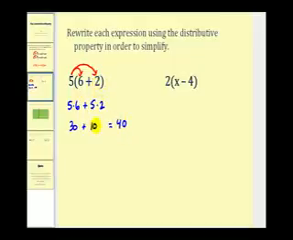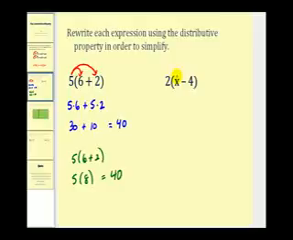But let's take a look at this again. If we had 5 times the quantity 6 plus 2, and we wanted to simplify using the order of operations, we would perform the addition inside the parentheses first. So this would be 5 times the quantity 6 plus 2, that would be 8, and 5 times 8 is also 40. So whether we apply the distributive property to simplify or use the order of operations, of course the result is the same. Let's take a look at another one where we have a variable involved.